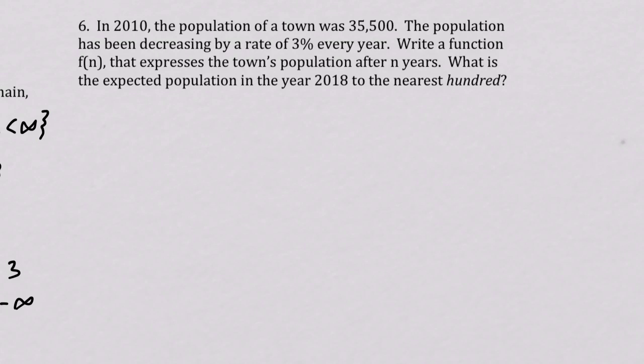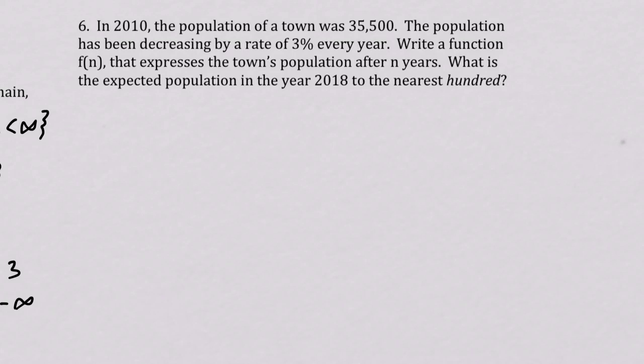Alright, let's move on to number 6. It says in 2010, the population of a town was 35,500. The population has been decreasing by a rate of 3% every year. Write a function f of n that expresses the town's population after n years. What is the expected population in the year 2018 to the nearest 100?